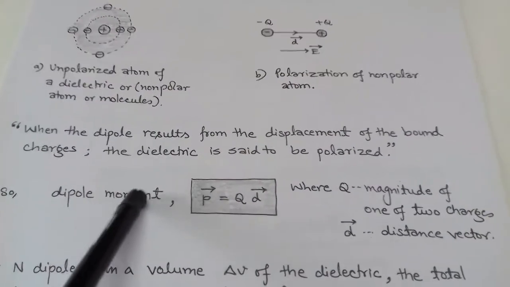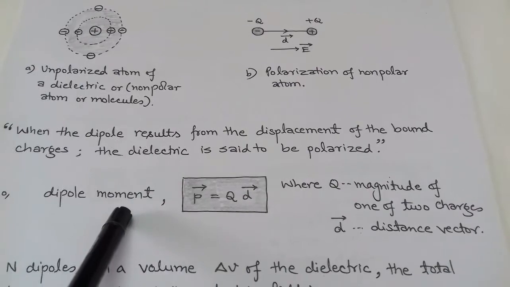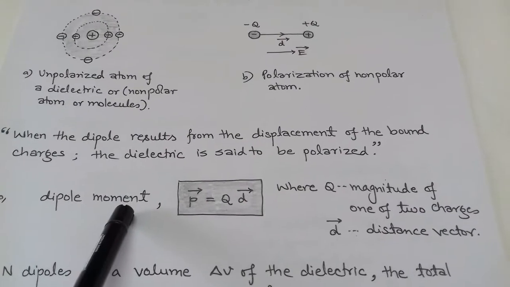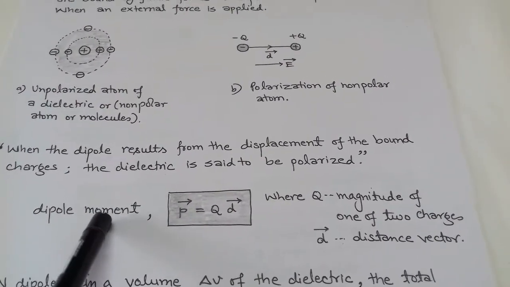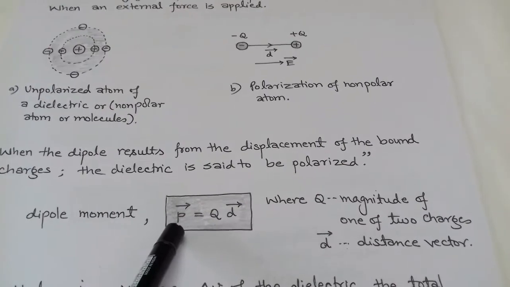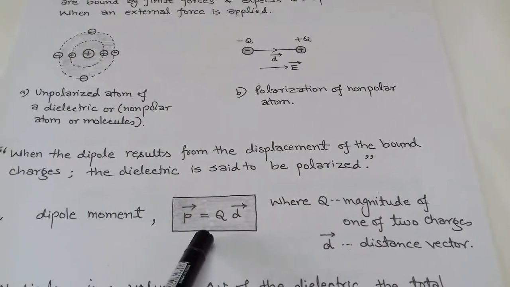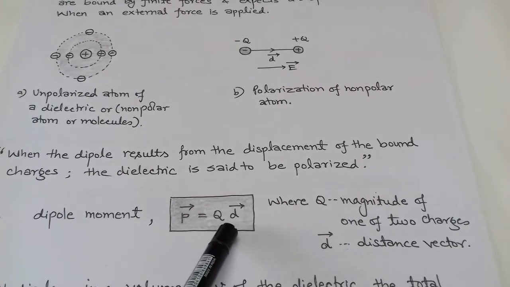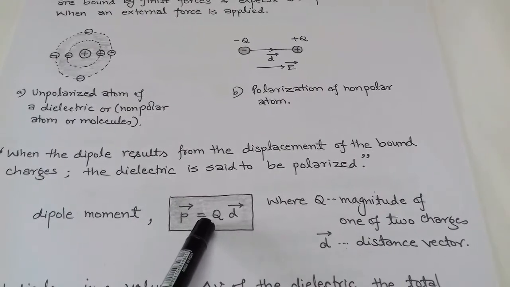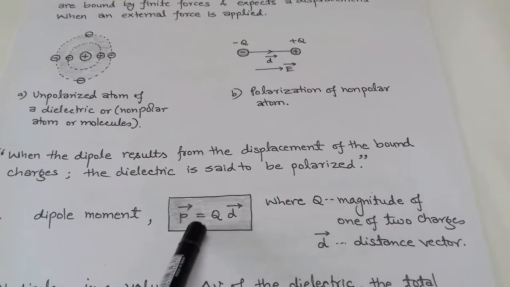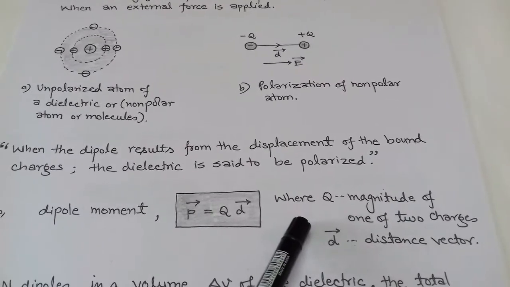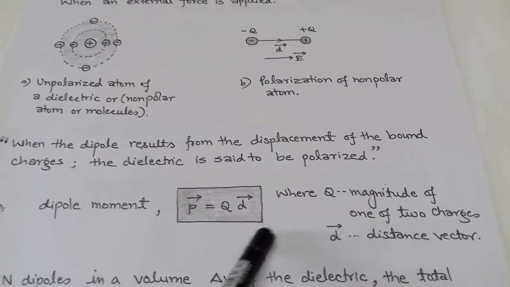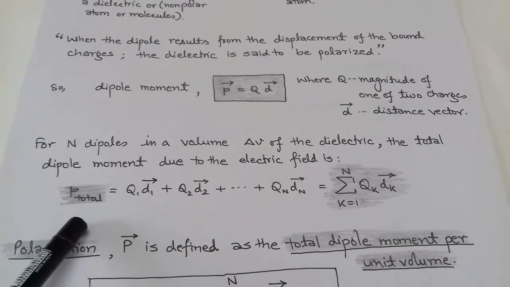So the dielectric is said to be polarized, that is due to the displacement of bound charge, and it makes a dipole. Now this dipole has some dipole moment. Dipole moment is denoted by small p, and it is a vector quantity. So p vector is called the dipole moment, and the formula of dipole moment is q into d vector. Here we take a multiplication of the magnitude of either of the charges and the distance vector d.